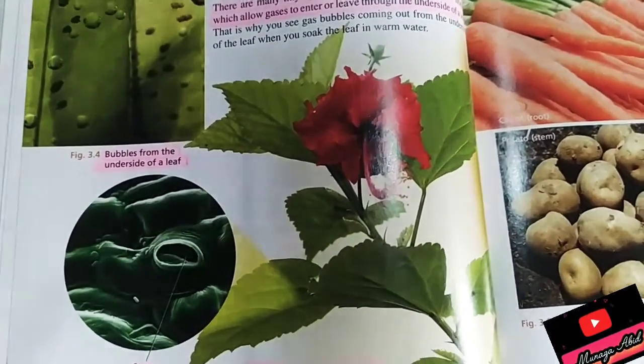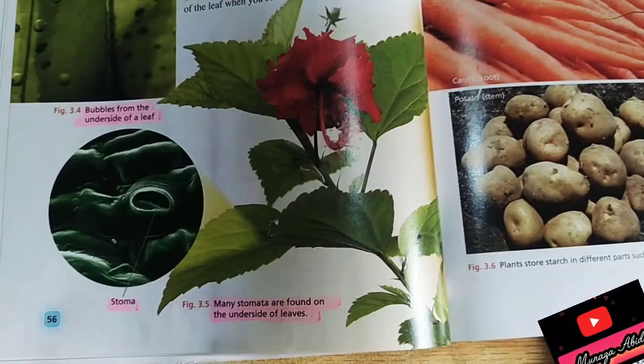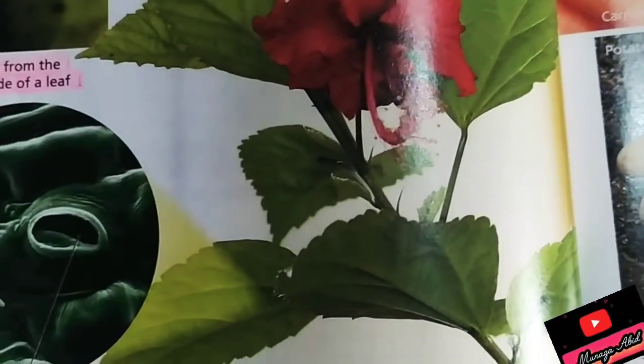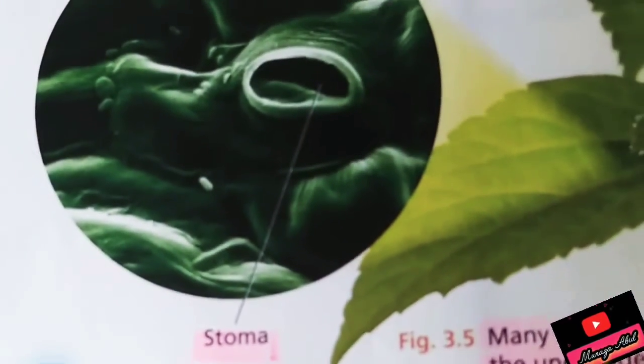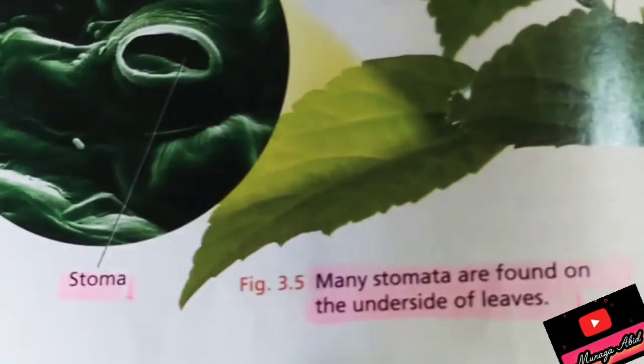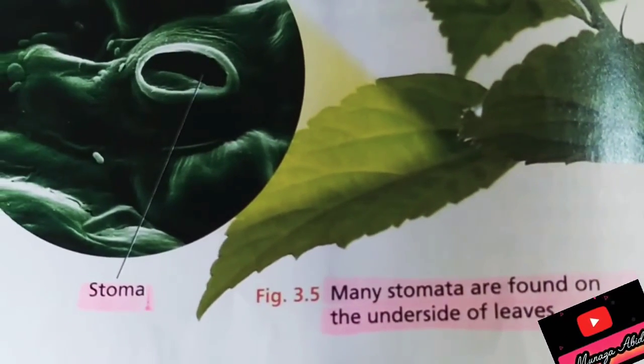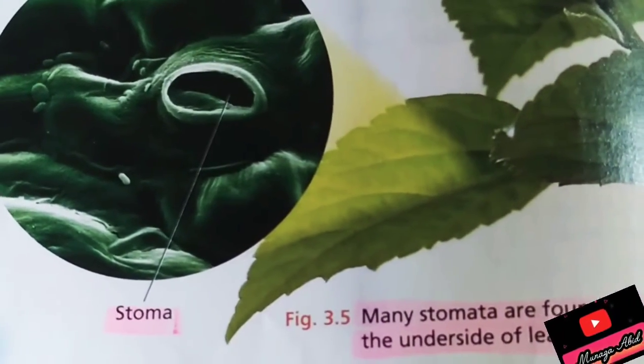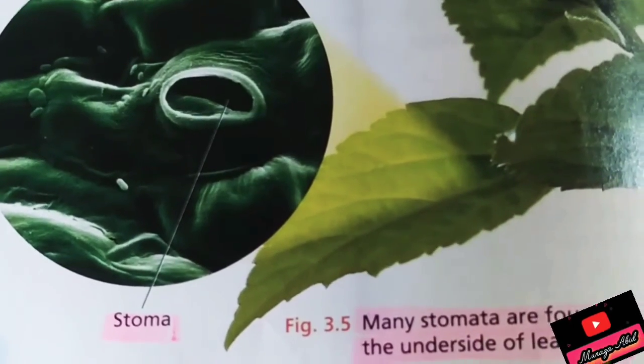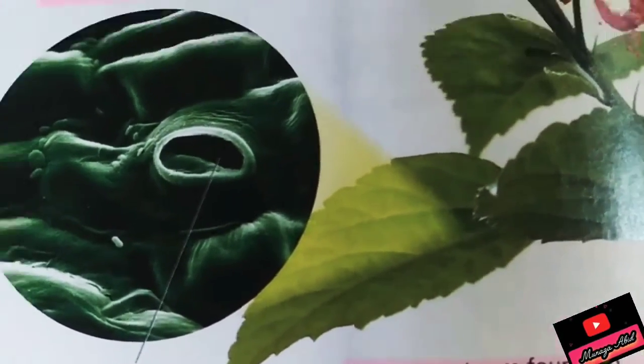One more important thing is shown here, that where is stomata? They are telling you that stomata are found on the underside of leaf. See, they have given a microscopic view as well, that many stomata are found on the underside of leaf. Single is stoma and plural is stomata.